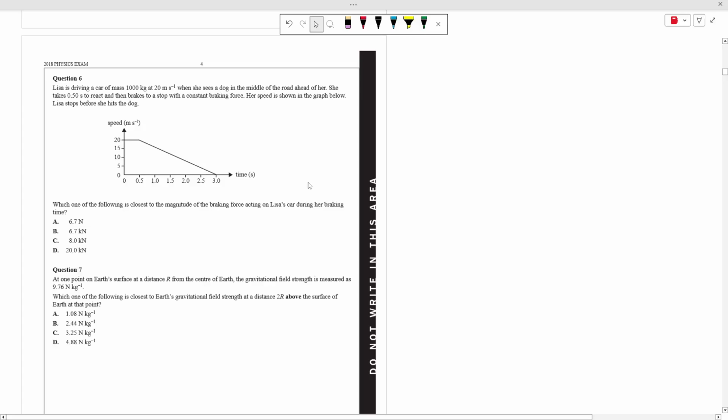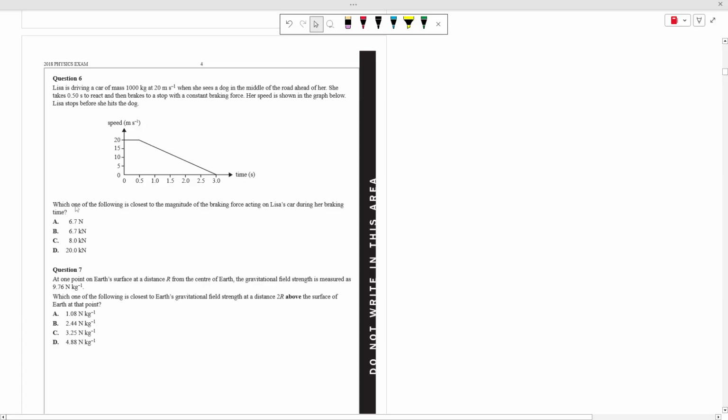Okay, so question 6. Lisa is driving a car of mass 1,000 kilograms at 20 meters per second when she sees a dog in the middle of the road ahead of her. She takes 0.5 seconds to react and then brakes to a stop with a constant braking force. Her speed is shown in the graph below. Lisa stops before she hits the dog. I guess they have to put that in there, otherwise it might be a bit morbid. Anyway, here's a graph of her speed over time.